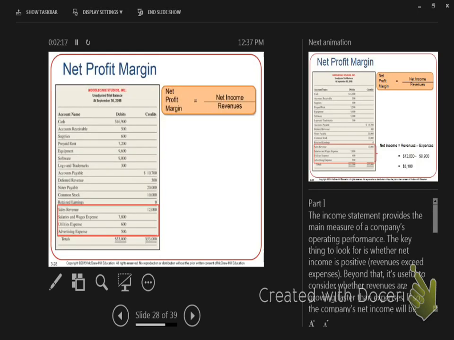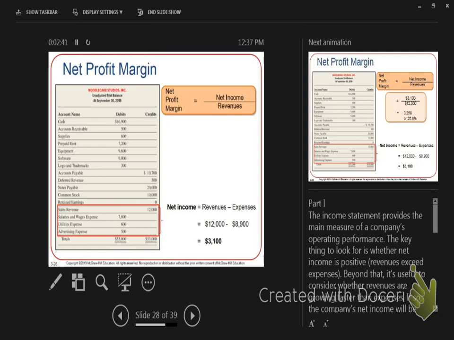Net income divided by revenue, because net income takes into account expenses and then overall revenue. How well are you managing your expenses? The better you manage your expenses, the higher your profit margin, right? Which is overall what we want, right? We want a high profit margin. We're not looking at gross profit right now. That's a whole different ballgame. We're looking at profit margin.